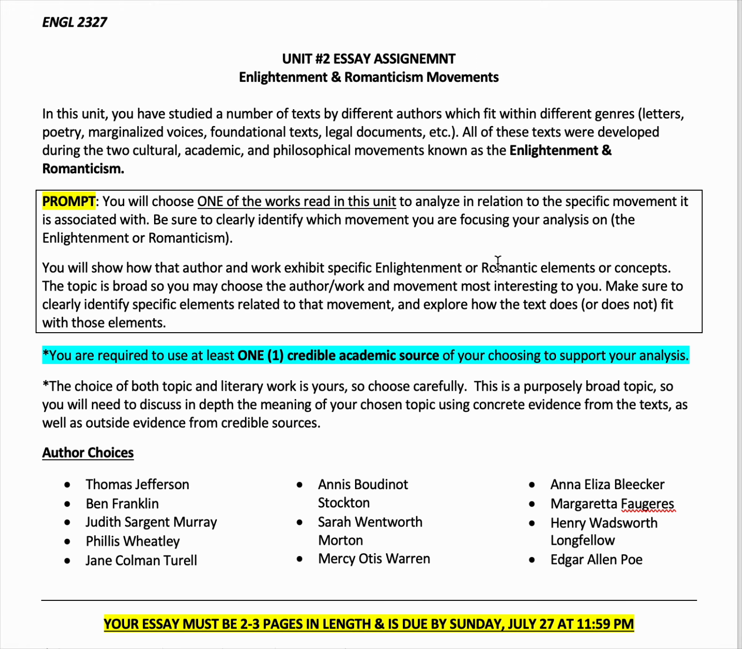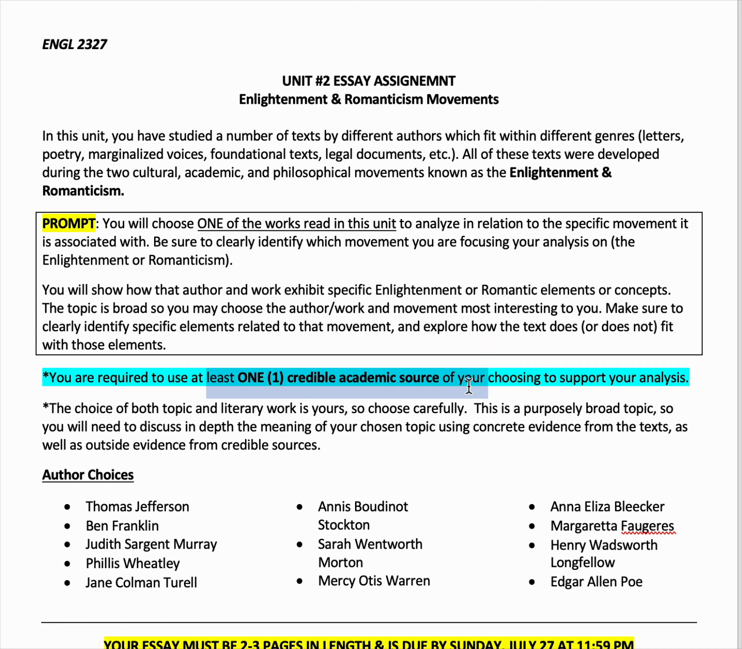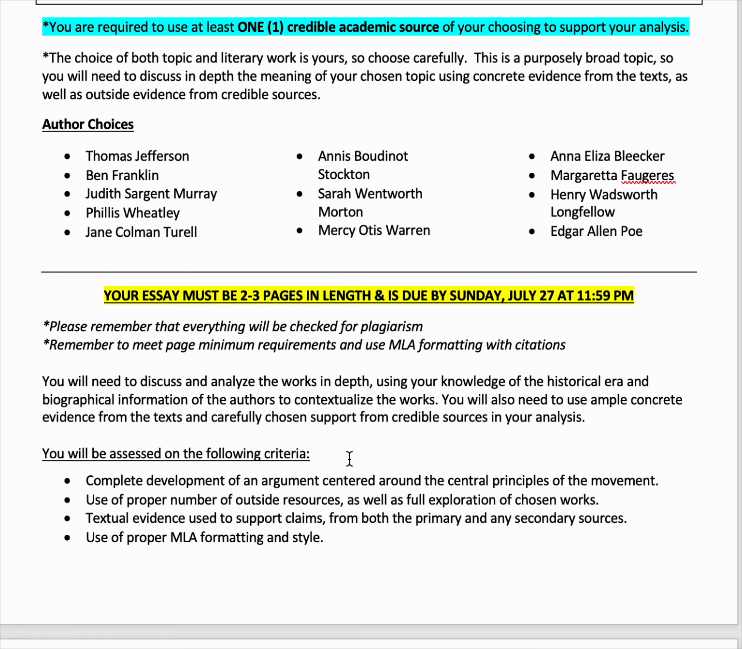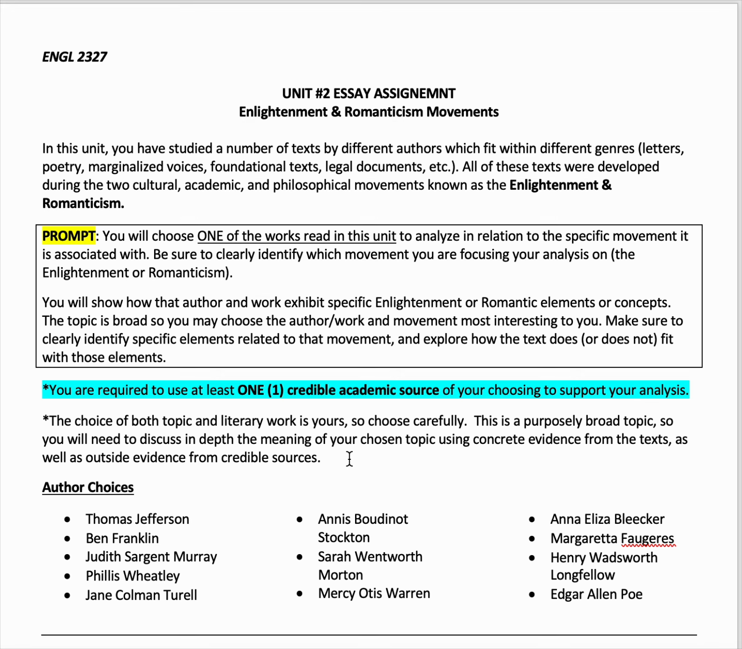You will need to include a works cited page that has the source you're using as well as the work that you're analyzing. If you have any questions on this, let me know. Otherwise, go ahead and move on.